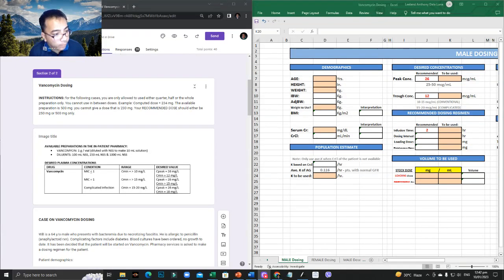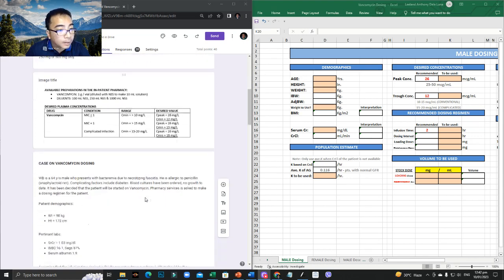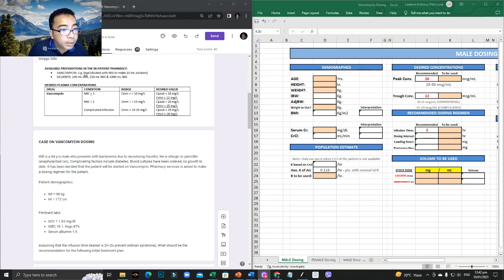So good day, everyone. For the class, we'll be explaining the quiz that we had last time regarding vancomycin dosing. For this case, the available preparation is a 1 gram vial of vancomycin to be diluted in 10 ml of solution. Our diluents would include 100 ml, 250 and 1000 ml NSS. Right. So let's go first to our case.